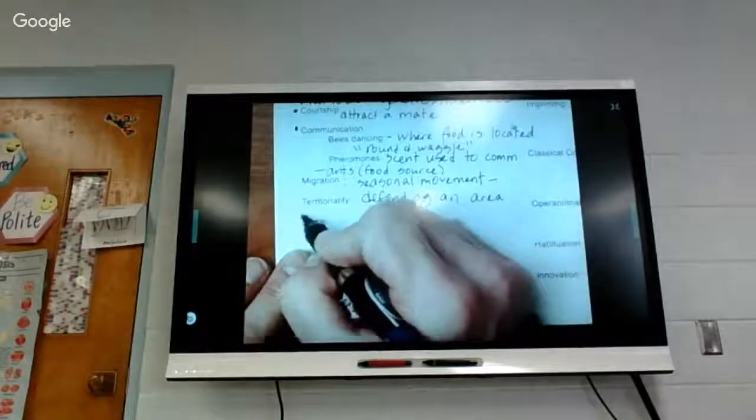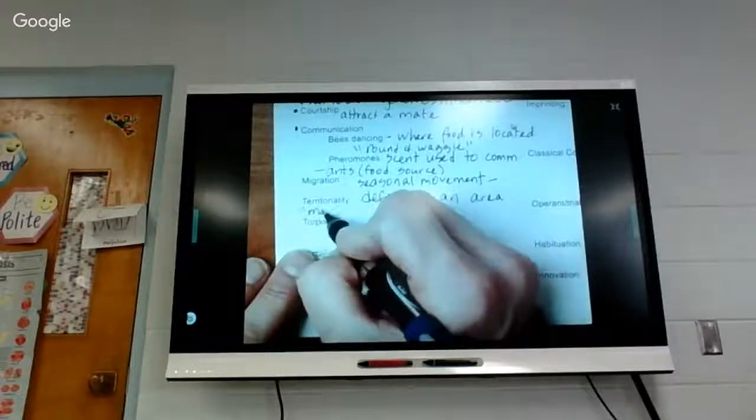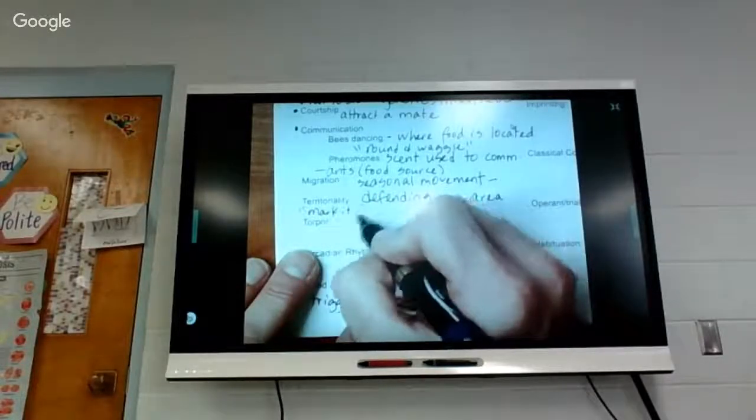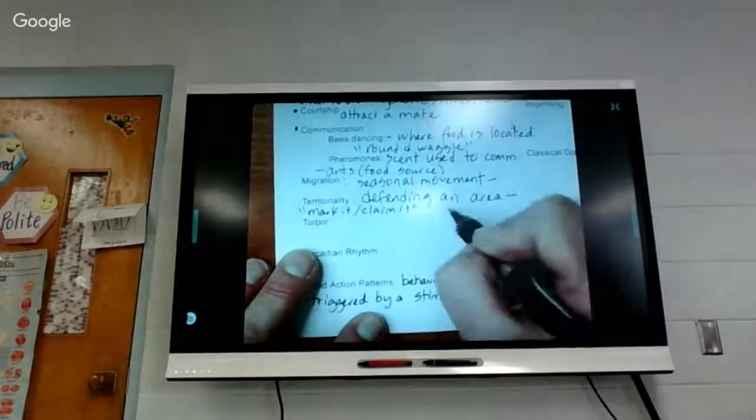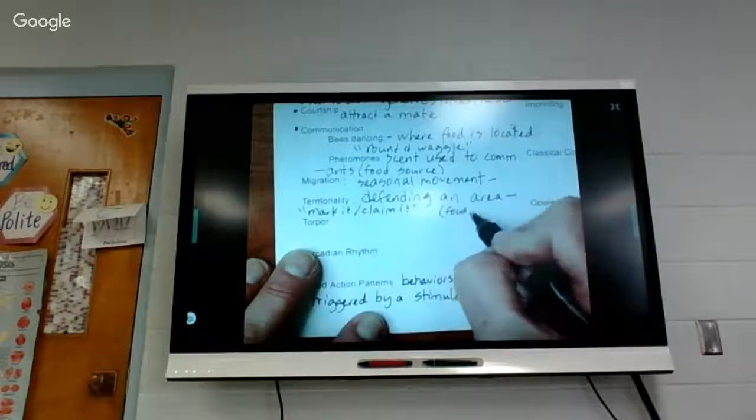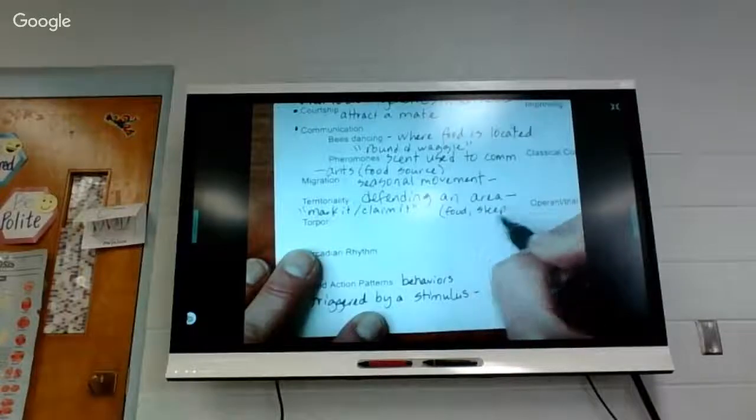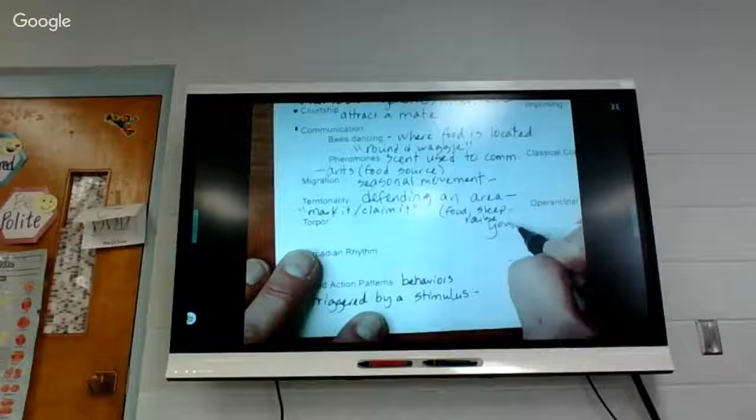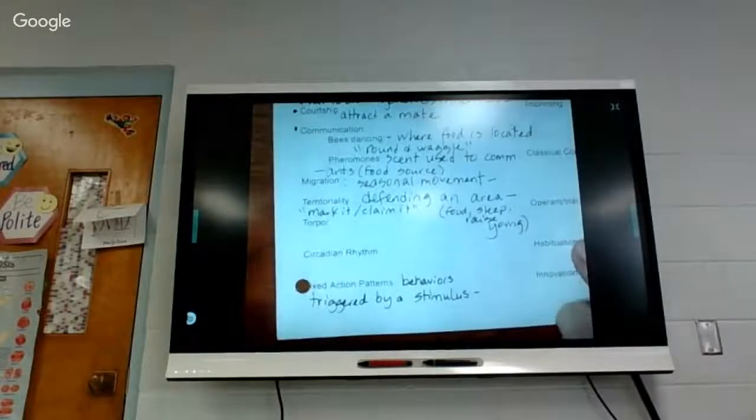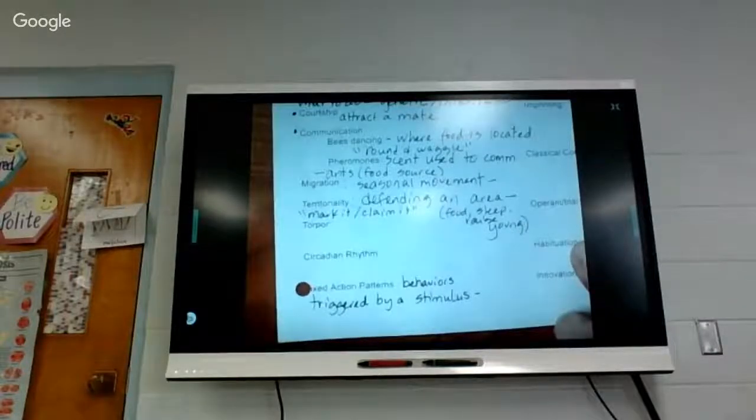Defending an area, and you also mark it or claim it as yours. And food, sleep, raise babies, and giving us space to write. But yeah, for that area, you do all that there.